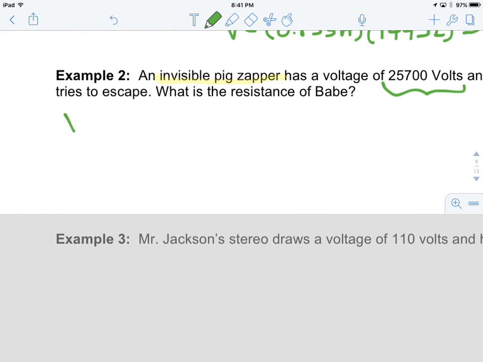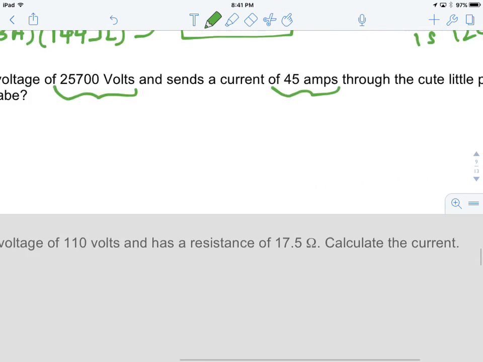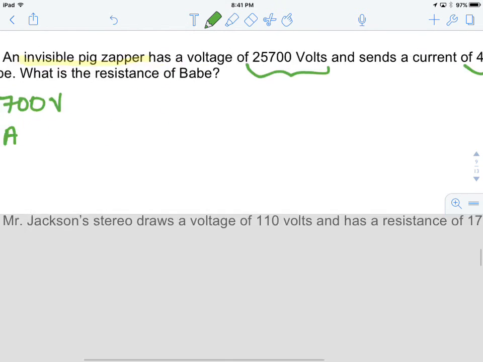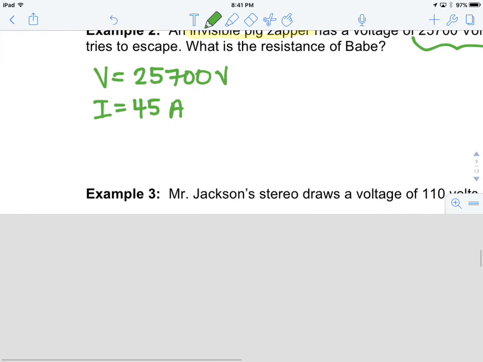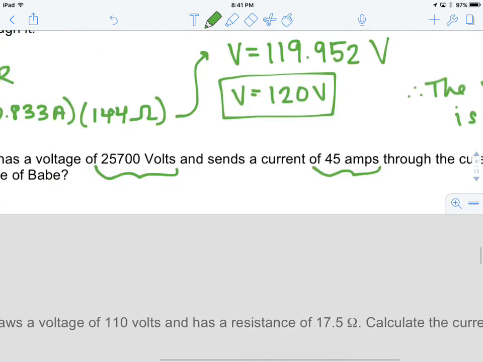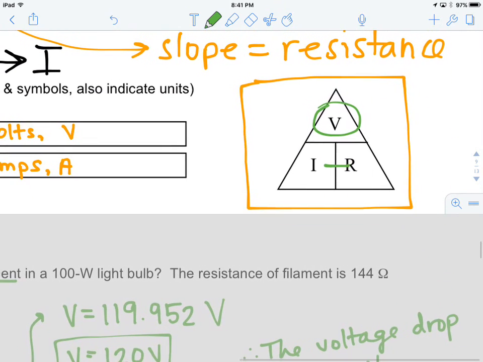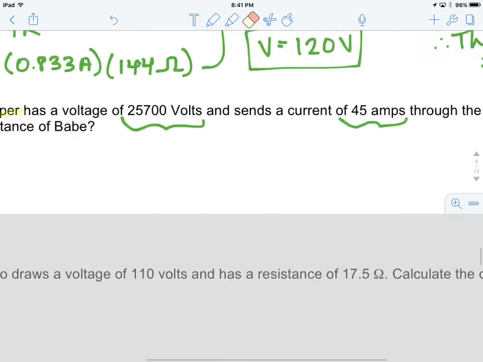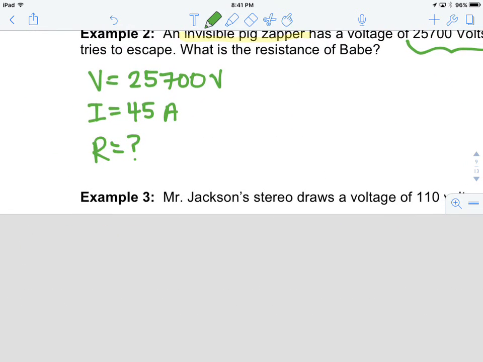We know that voltage in this case is 25,700. Holy smokes, that's a very high voltage, and an even higher current, 45 amps. That's definitely enough to kill poor Babe the pig. And the resistance is what we're trying to find out. So again, now we want to know resistance. Let's take a look at our triangle. If we want to know resistance, we have V over I, and that's the formula we're going to use. So resistance is equal to V over I.